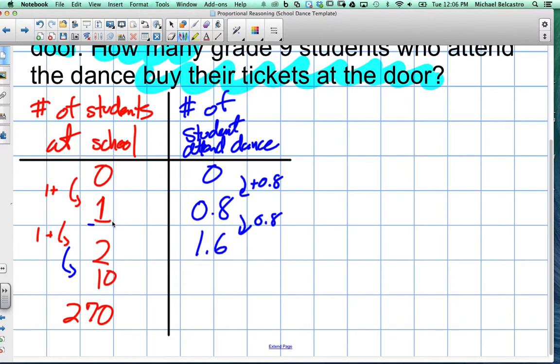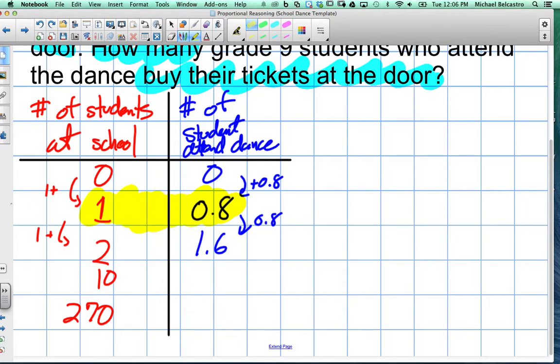Well, the reason I decided to figure out how many students would go to a dance if there's only one at a school is we can use this as our base. Okay, our jumping base in our table of values. So let's highlight this. Okay, this will be our jumping base, this specific row here.